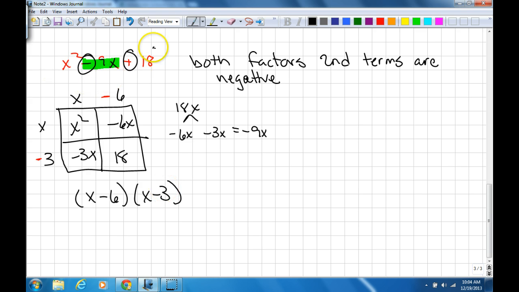So just be aware that's something that you're going to have to remember. The other ones work out fine just by manipulating the numbers, but this one is a little bit different. Okay?